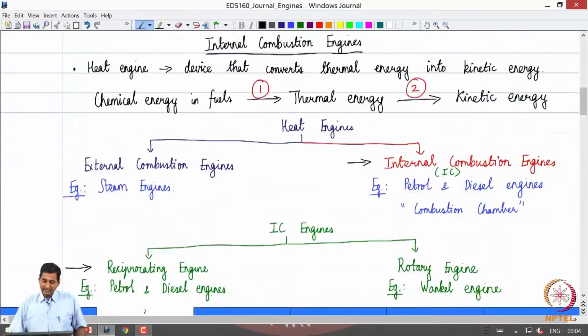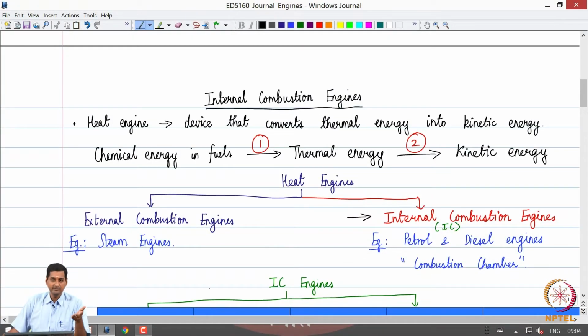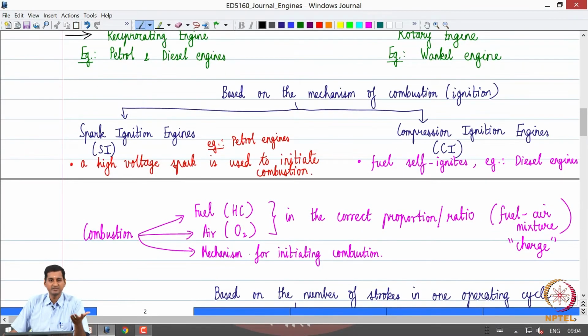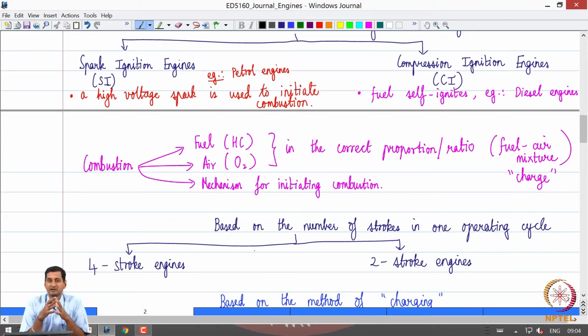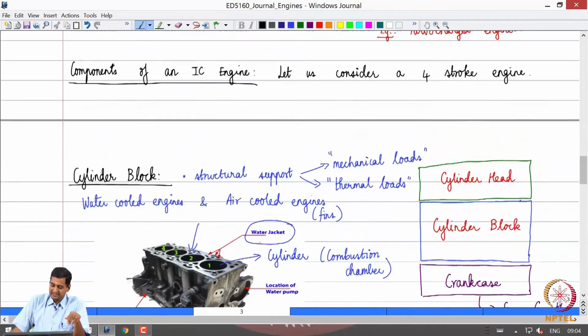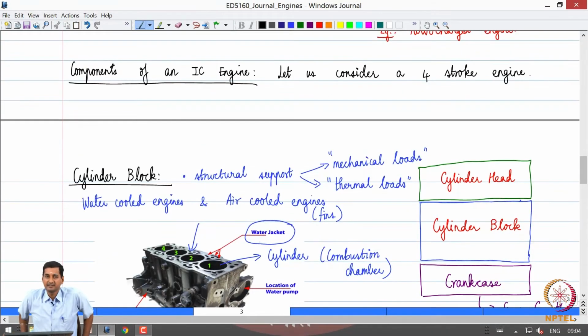Just a quick recap of what we did yesterday. We started with the discussion on internal combustion engines. We looked at various classes of internal combustion engines based on different attributes, and essentially discussed that in this particular course we would look at reciprocating internal combustion engines, both 4-stroke and 2-stroke, and petrol and diesel engines. After doing that, we started looking at the components of an internal combustion engine.